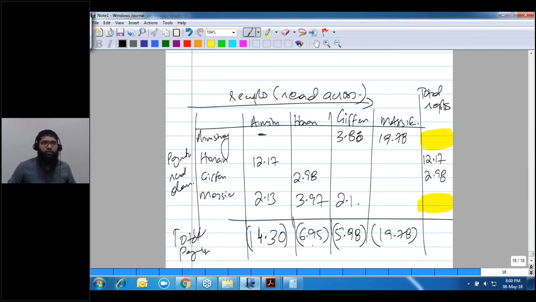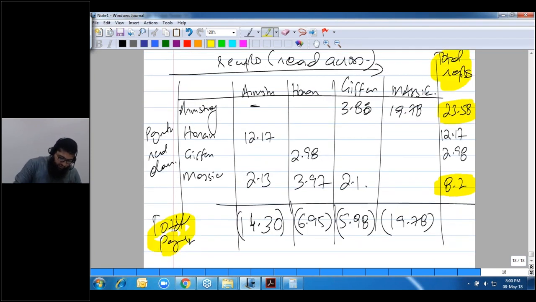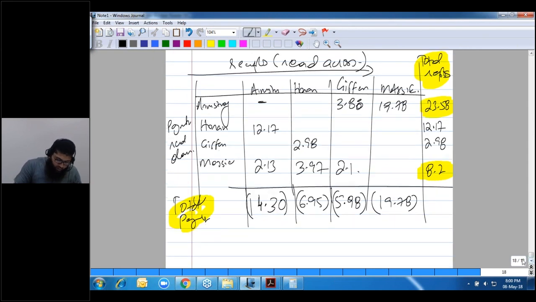Last one is 8.2, and what about the first one? 23.58. Okay, so once we have got these total receipts and the total payments, we've got the total receipts here and we've got the total payments here. So what we are now going to do is the netting. And how is this netting going to be?